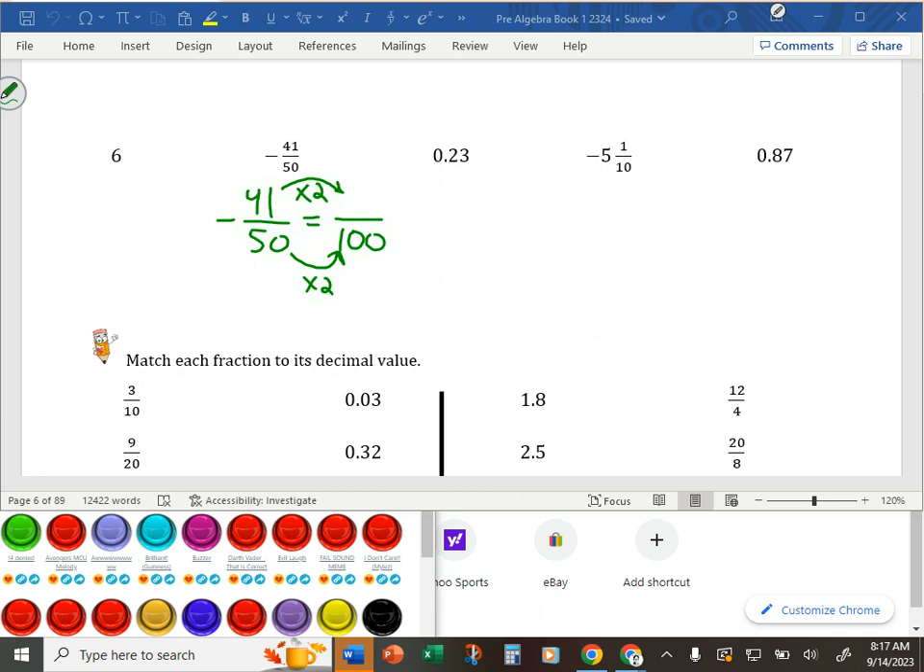82. So our fraction is 82 over 100. The fact that it's negative 41/50ths just means that our fraction is going to be negative 82 over 100. That's all. It doesn't really change the denominator of 100 or anything like that at all.